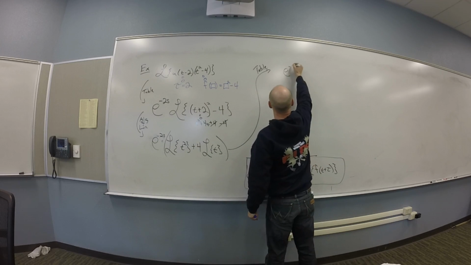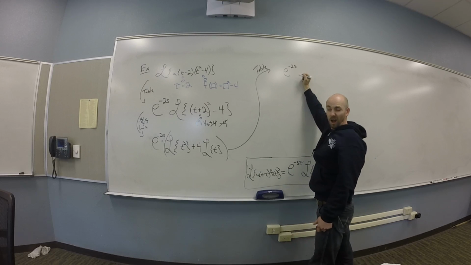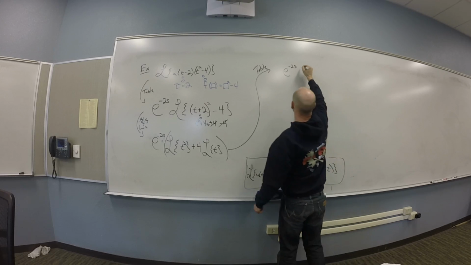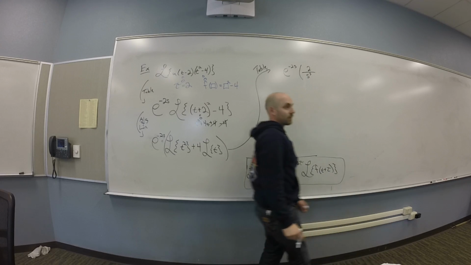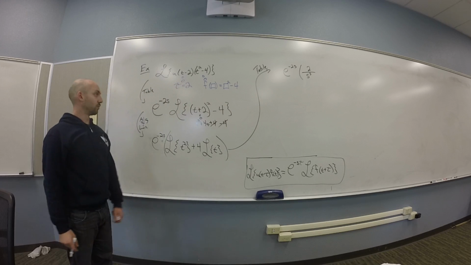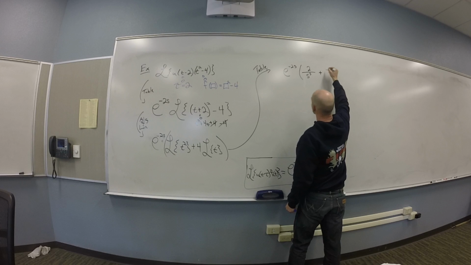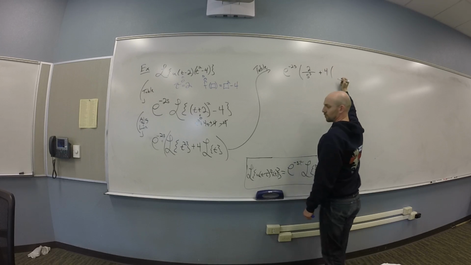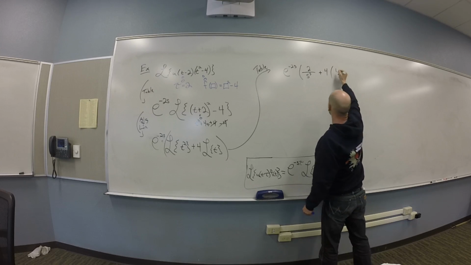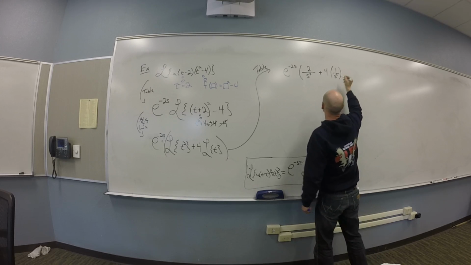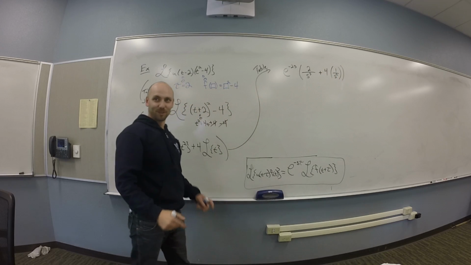So you get an e to the minus 2s. What's the Laplace transform of t squared? 2 over s to the third. 2 factorial over s to the 2 plus 1. Pretty sure. And then I need a plus 4 times the Laplace transform of t, which is 1 over s squared. 1 factorial over s squared. Yeah, that would be 1 factorial over s to the 1 plus 1.